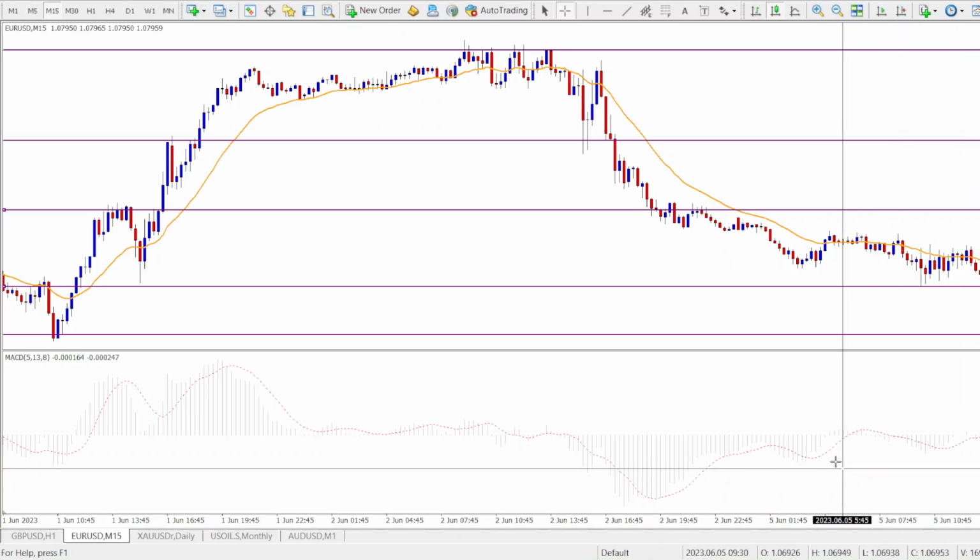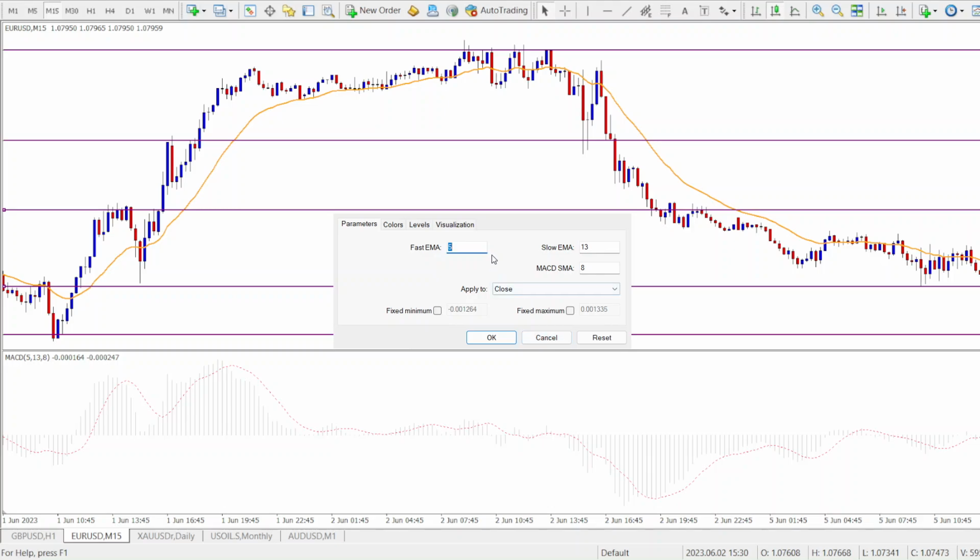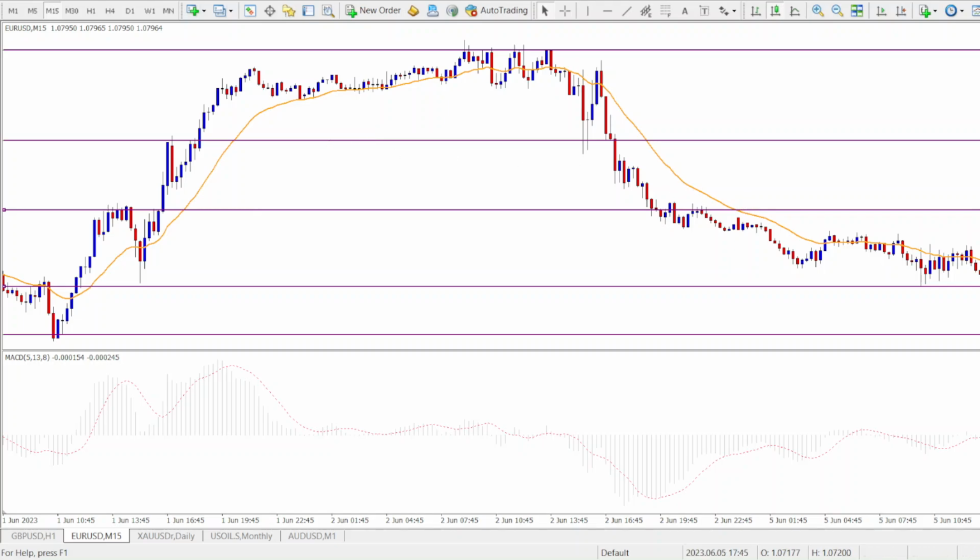Okay, and that's how you can adjust your MACD settings. We have talked about the settings that fit the 15-minute time frame. For the fast EMA, 5 is a good value. For the slow EMA, 13 is a good value, and for the MACD SMA, 8 is a good value. This is for the 15-minute chart. Okay, with this you can sharpen your entries and exits.